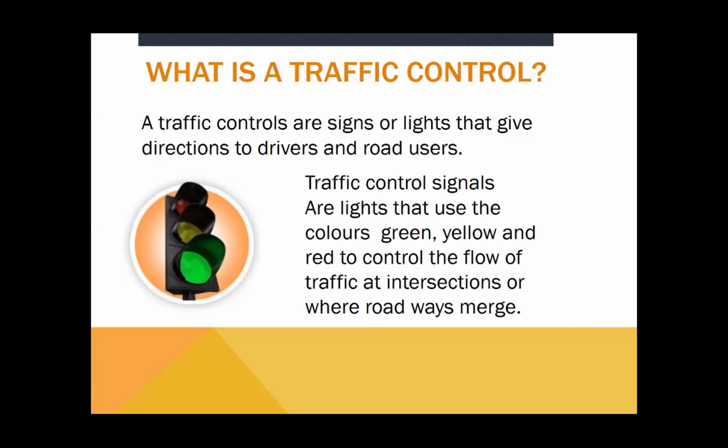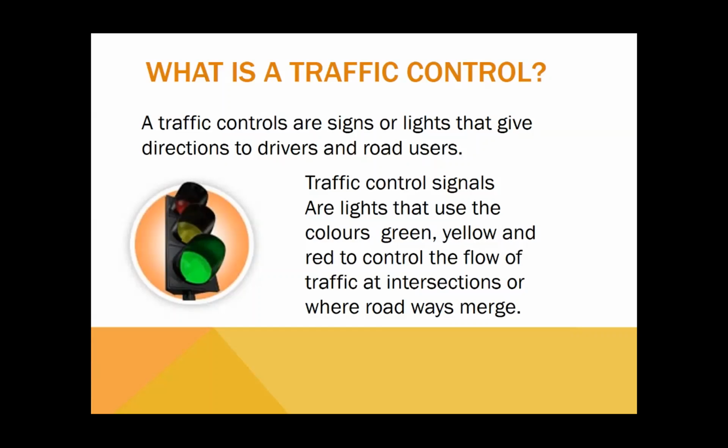Uh-oh, I went too fast, didn't I? Yes, okay. Traffic control signals are lights, and I'm sure most of you are pretty familiar with traffic lights. If you've ever crossed the street, you know that it goes from green to yellow to red to control the flow of traffic at intersections and where roadways merge with each other. So these are the basic forms: green means go, obviously, yellow means slow down or prepare to stop, and red means stop, you cannot go.